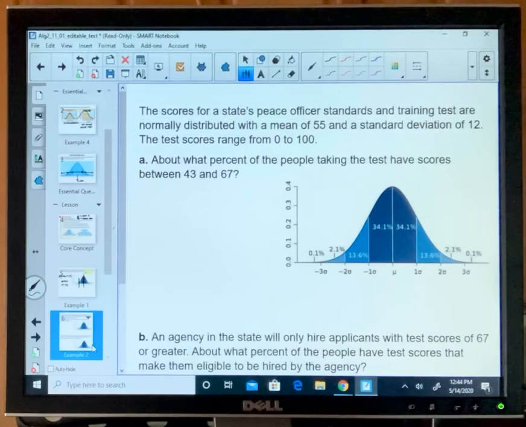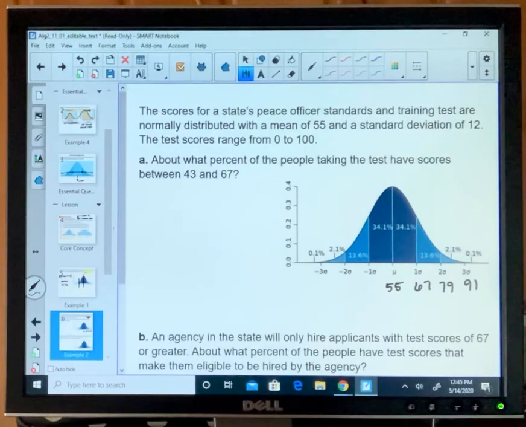It says, what percent of people taking the test have scores between 43 and 67? So this is where I would fill in those numbers. The mean is 55, so I would put a 55 here because that's the mean. For one standard deviation of 12, I would do 55 plus 12, and that's 67. Then I would do plus 12 again to get my second standard deviation, that would be 79. And then plus 12 again to get my third standard deviation.